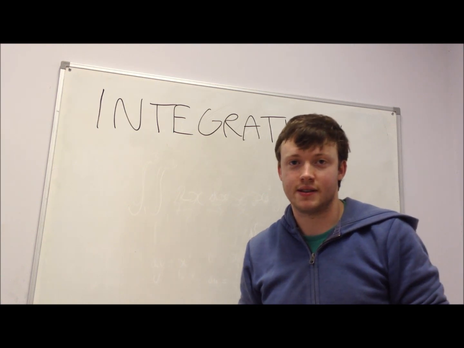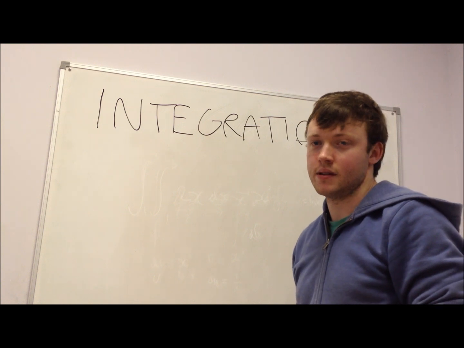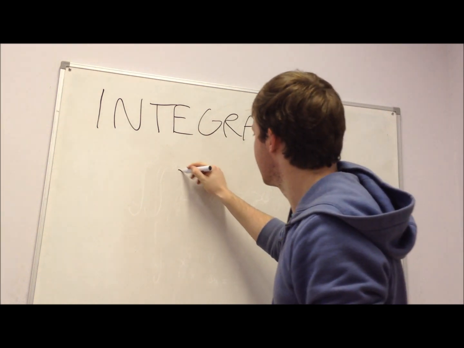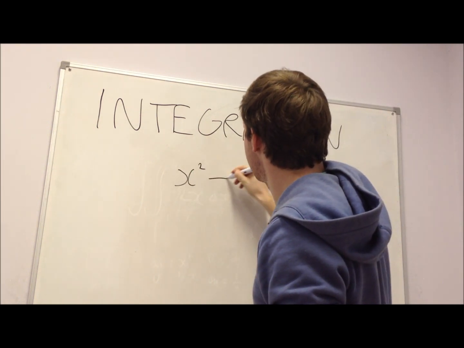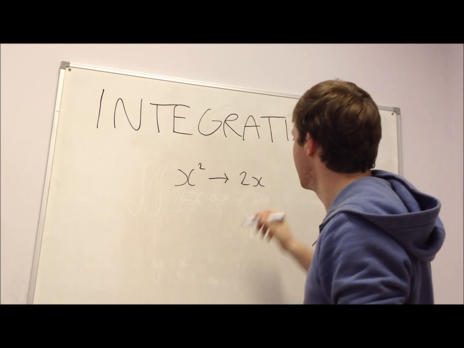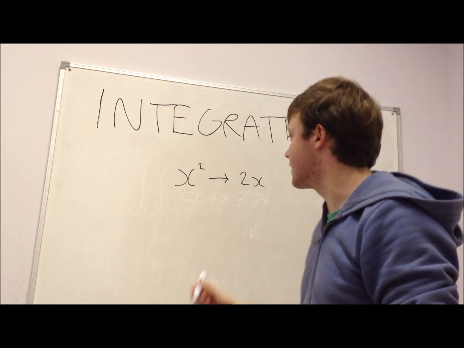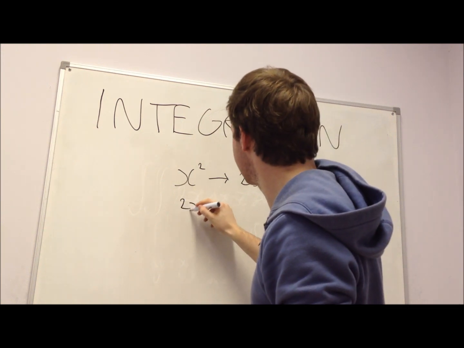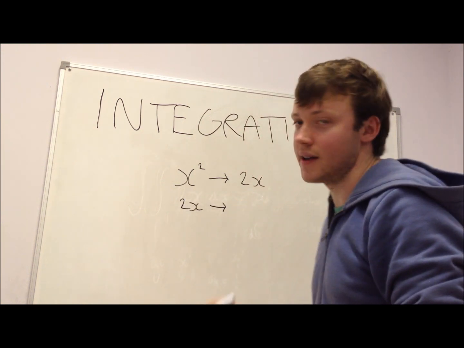Integration is a reverse process of differentiation. This can be shown by differentiating x squared, which just goes to 2x. And then by definition, if it's the reverse process, then 2x should integrate to x squared.